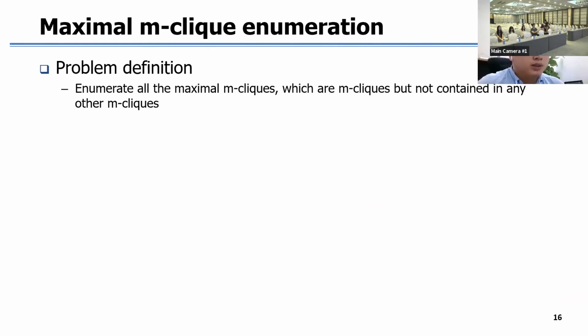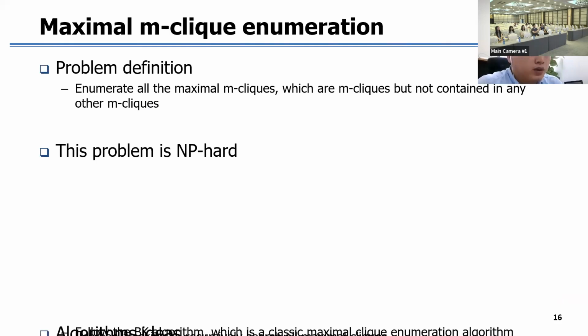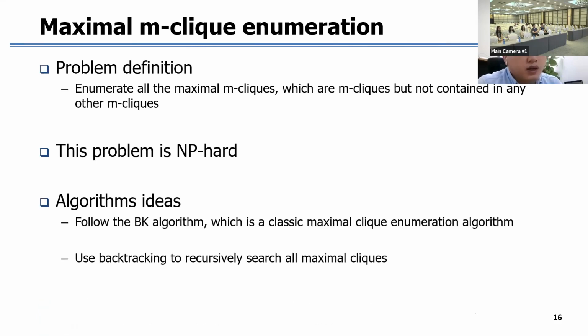Based on the definitions of motif and motif clique, they also studied the problem of maximum motif clique enumeration, which aims to enumerate all the maximum motif cliques, which are M cliques but not containing any other larger M cliques. This problem is NP-hard. This is because even for traditional homogeneous graphs, the problem of enumerating all the maximum cliques is also NP-hard. So to solve these problems, it also follows the decay algorithm, which is a classical maximum clique enumeration algorithm, and then uses backtracking to recursively search all the maximum cliques. Due to the time limitation, we ignore the details, which can be found in the paper.